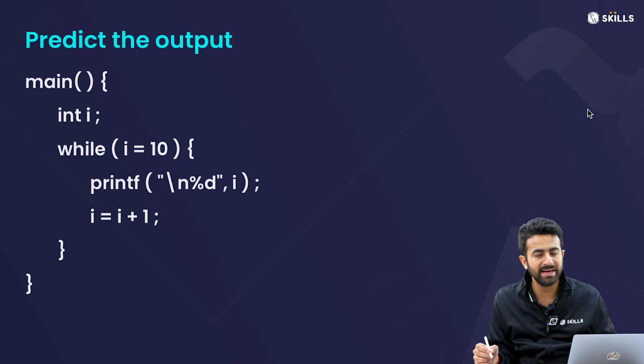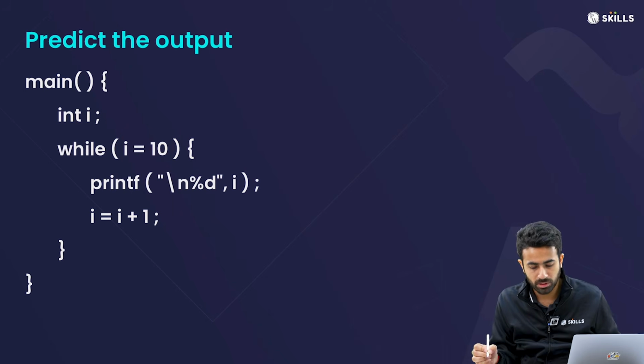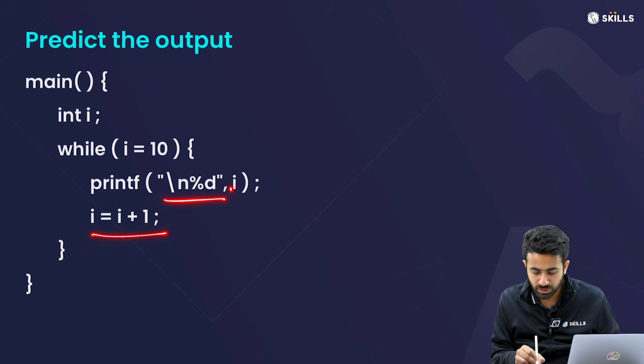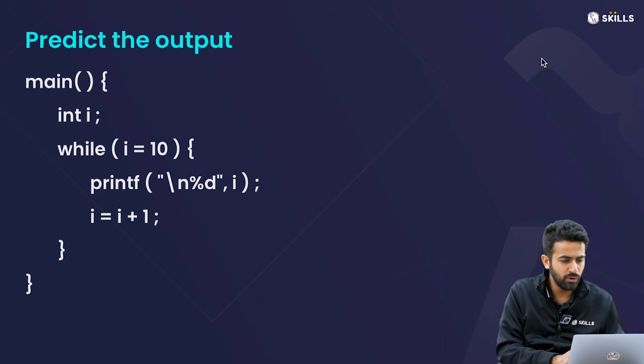We are moving to our next topic. Beautiful topic. int i; while (i = 10), it is written. Okay. printf i; i = i + 1. Now what is this? This is very weird, right? What will be the answer?